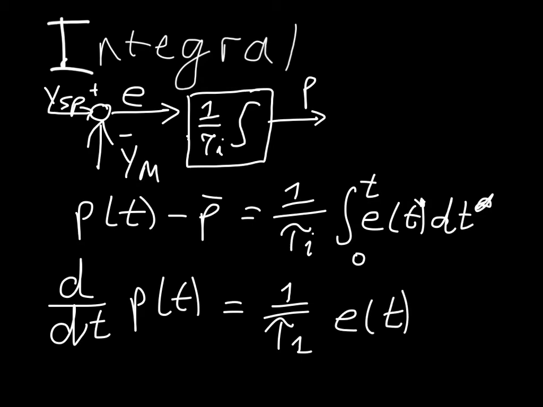So the derivative of this integral is simply the error itself. And now it becomes clear that while there is a non-zero error here, we will keep doing something to the output. And so the only time where the output will stop changing is if there is no error. And so we can see clearly that with integral control, if we have a normal kind of system, then this will result in the error becoming 0. So that's the math.